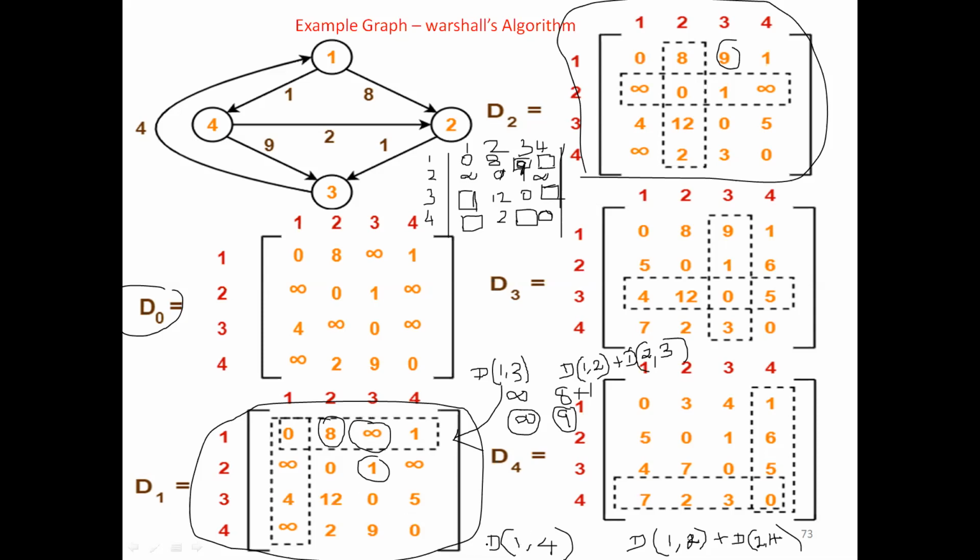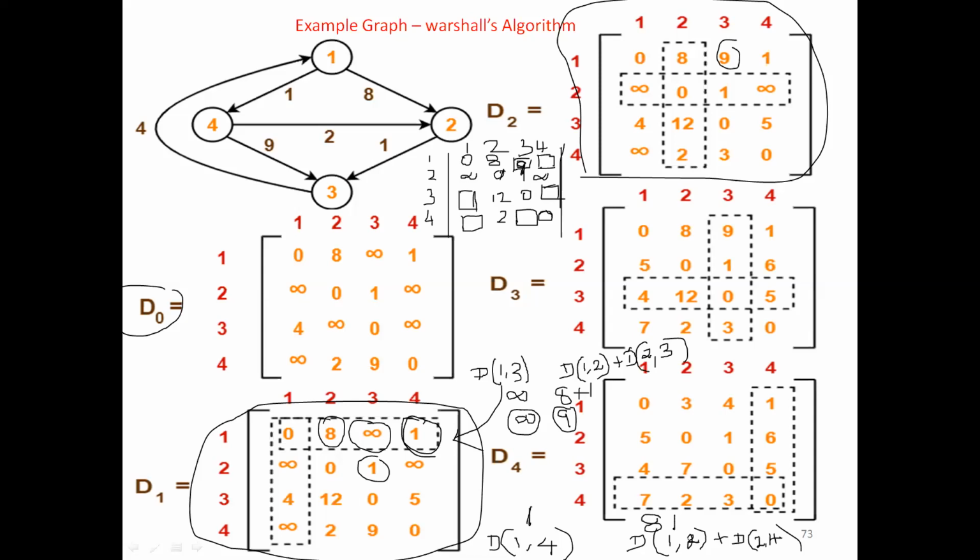Okay. d1 comma 4 is what? It is 1. Okay, fine. What is d1 comma 2? 1 comma 2 is 8.